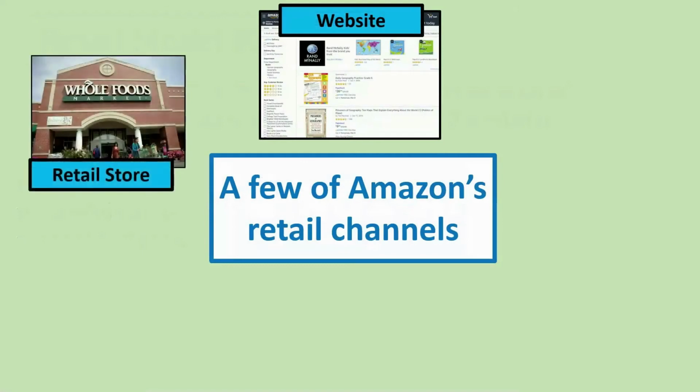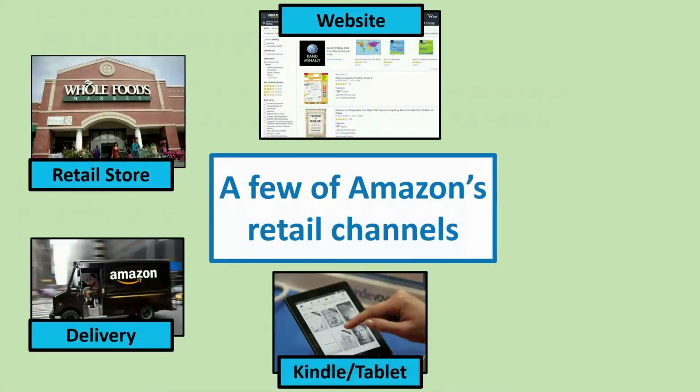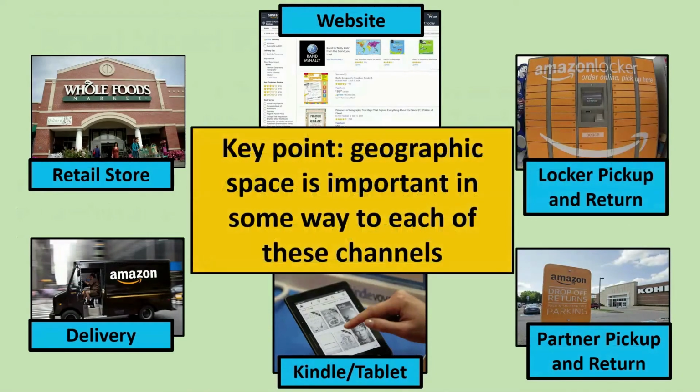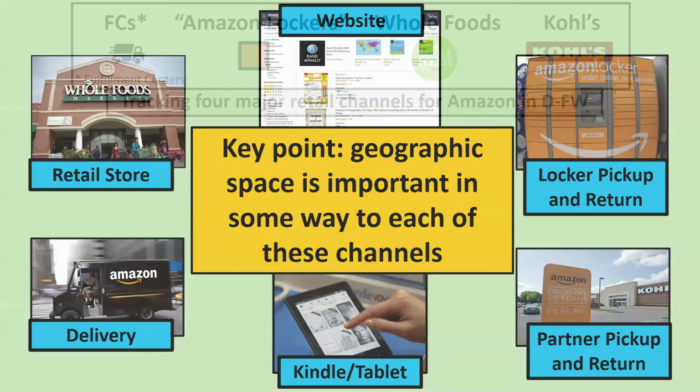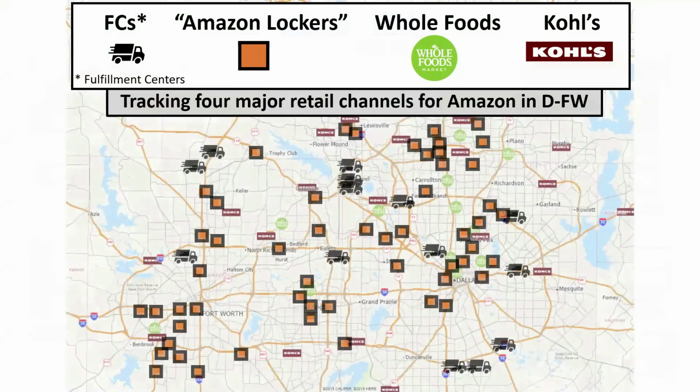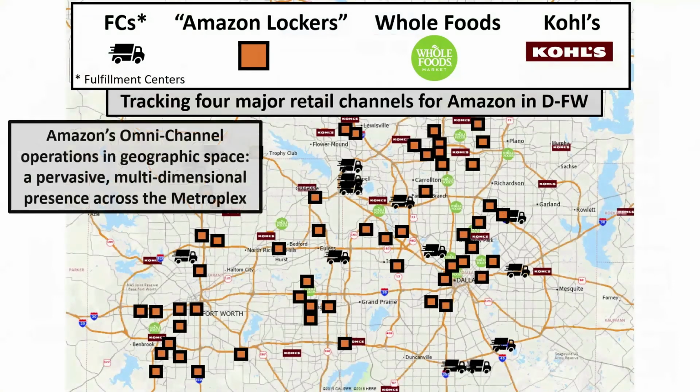Few Amazon channels, the website, the retail store, delivery, Kindle, partner pickup, locker pickup, all of these things add up to geographic space being actually really important, even for the website. Geography is important in Amazon's operations. So I want to trace that out with an example of DFW. 4 different channels for simplicity's sake. Fulfillment centers, Amazon lockers, Whole Foods, and Kohl's. All of these combining to cover the Metroplex with a complex network.